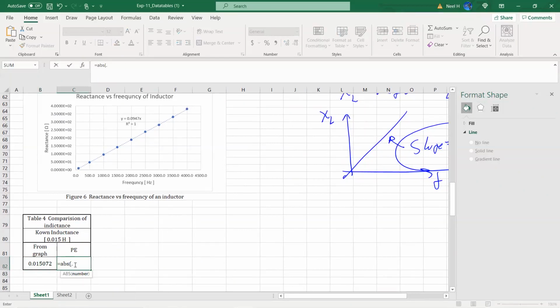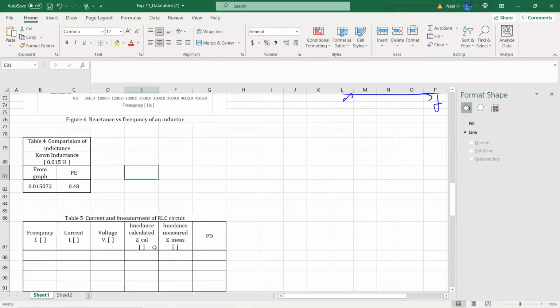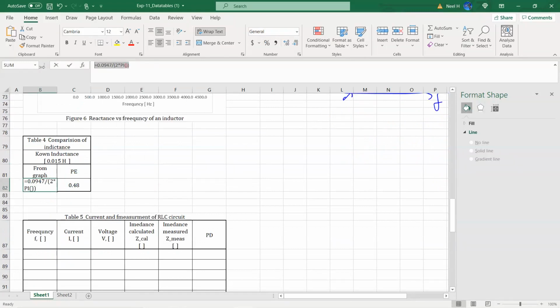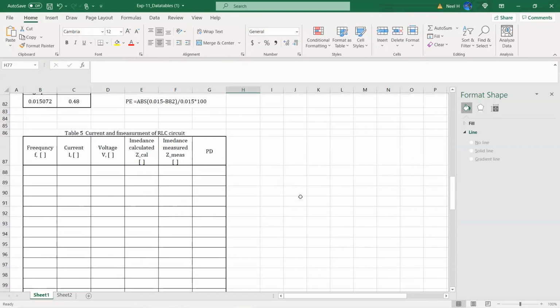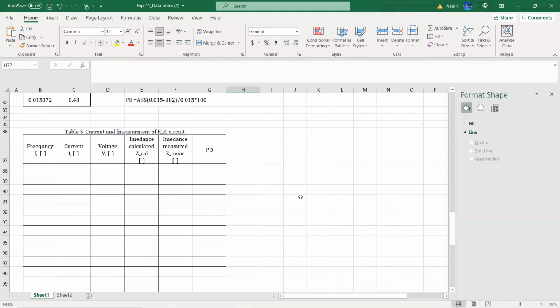ABS, expected value 0.015 minus the from-the-graph value, divided by 0.015, multiplied by 100. Percentage error: make sure only 2 significant figures are visible, not anything more than that, okay? All right, guys, any question? XL from the graph, and it should be the PE in this case, okay? Okay, guys, any question?